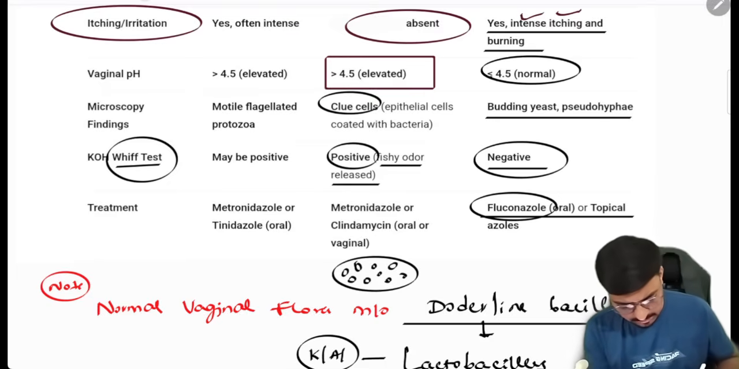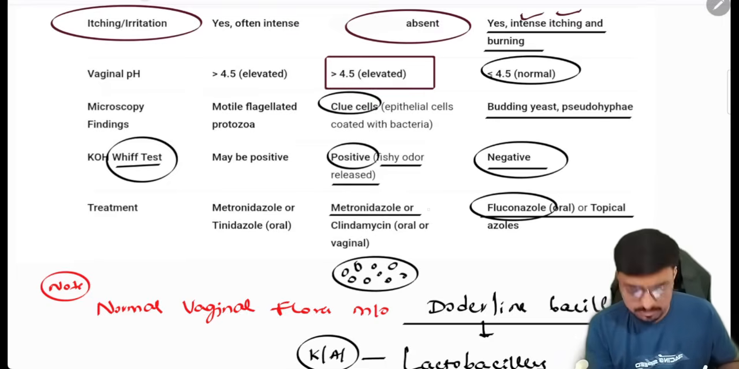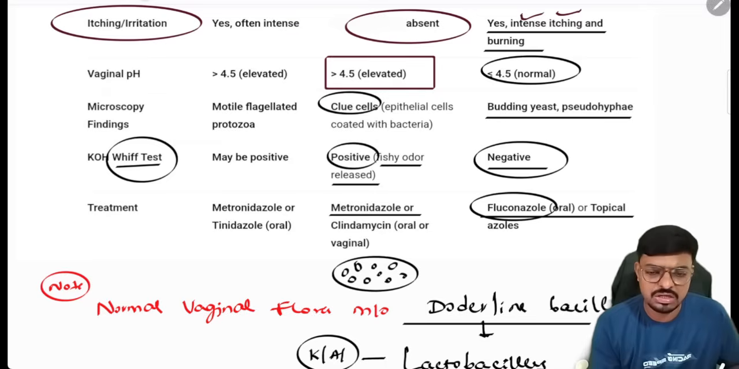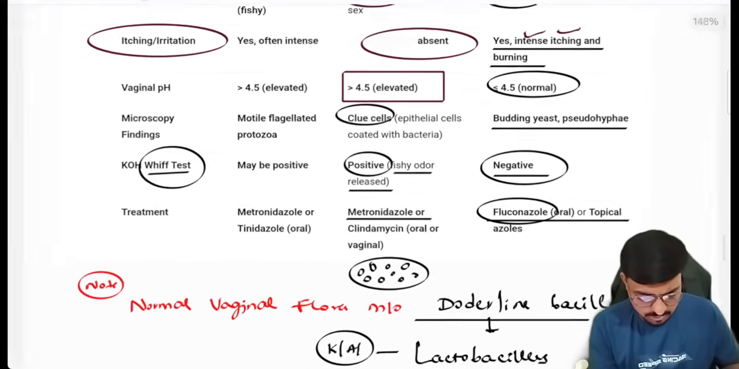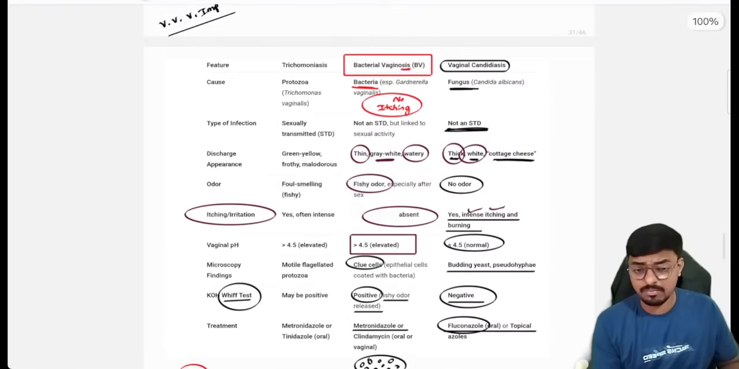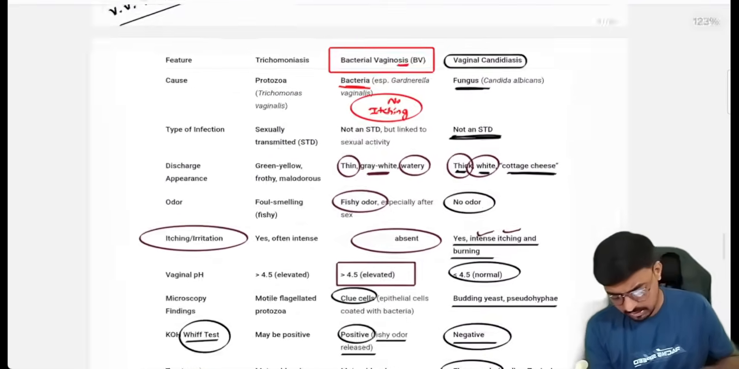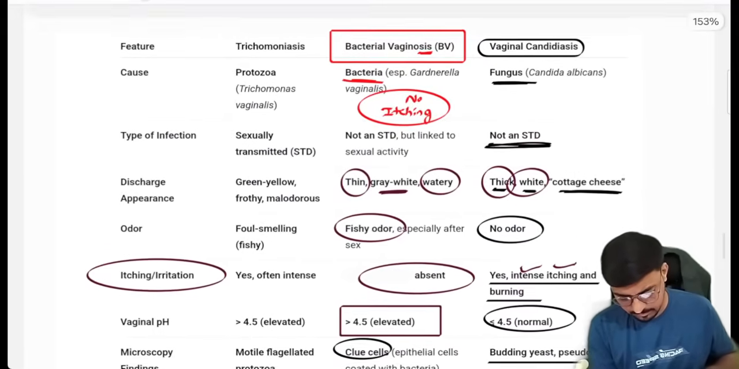Okay, the treatment again: metronidazole is the drug of choice for bacterial vaginosis, and fluconazole is the drug of choice for Candida vaginosis. Very important thing, we just have to keep it in our mind. It takes time, but it will give us the marks. Okay, so quickly revise once again.